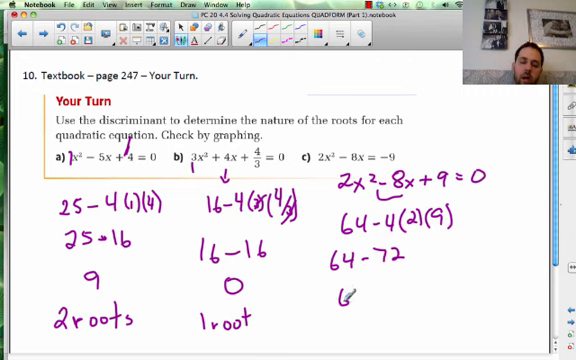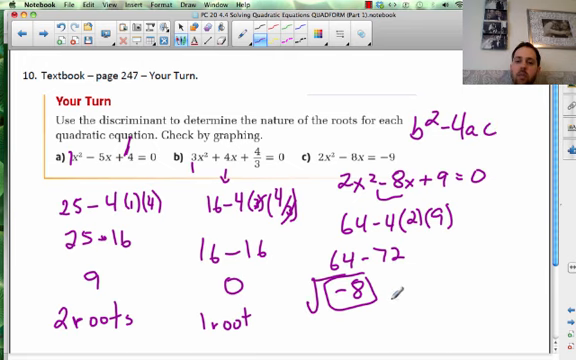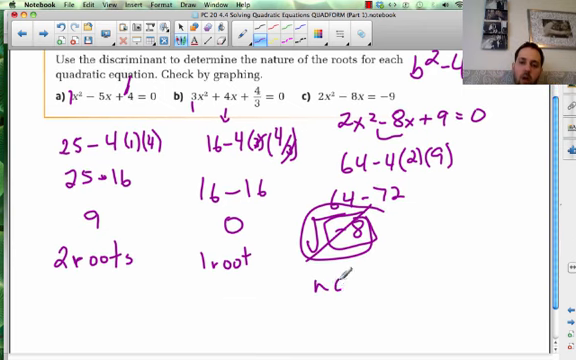Now here we have 64 minus 72, which gives us a negative number. And since it's negative, and the b squared minus 4ac is what's underneath the root sign, we're trying to take the root of a negative, and we can't take the root of a negative. So there are no real roots in this case. All right.